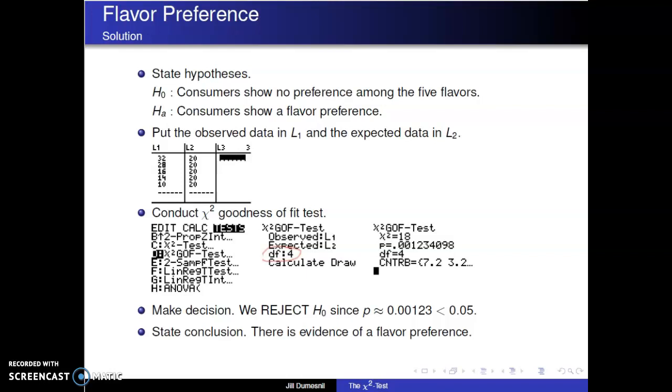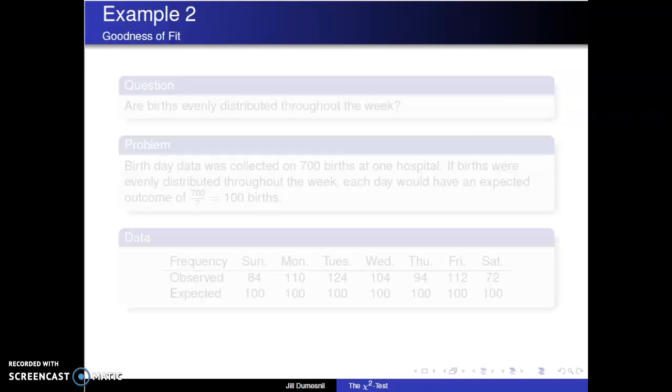When we hit calculate, the output data is displayed. We note that the p-value is 0.00123, which is less than 0.05, so we reject the null hypothesis in favor of the alternate hypothesis. Thus, there is evidence of a flavor preference among consumers. If we want to know what that preference is, we need to conduct further tests.